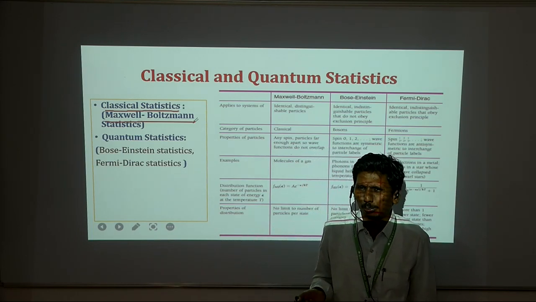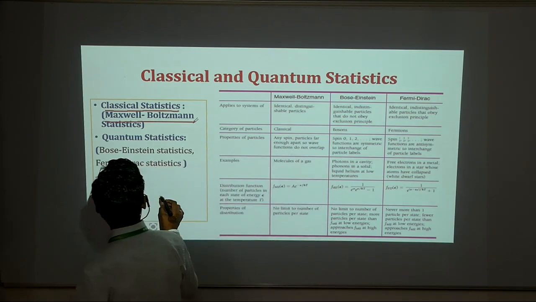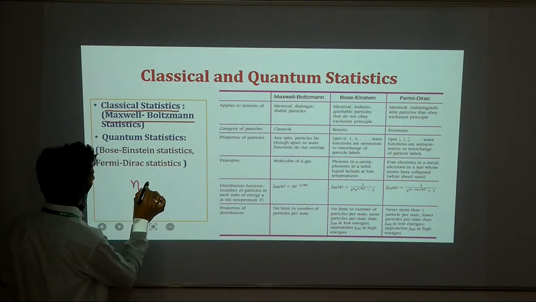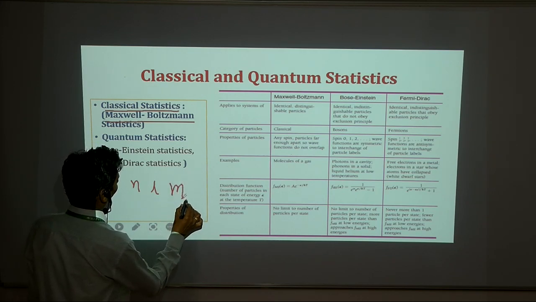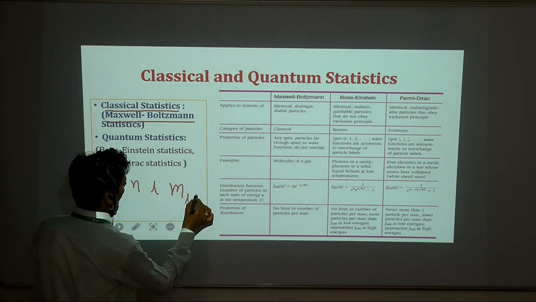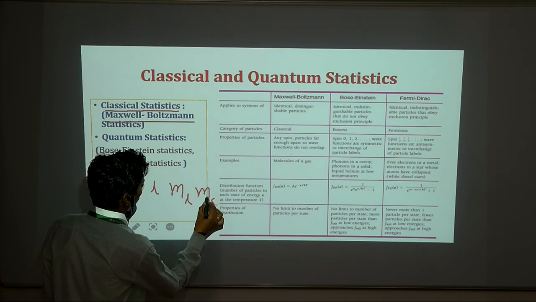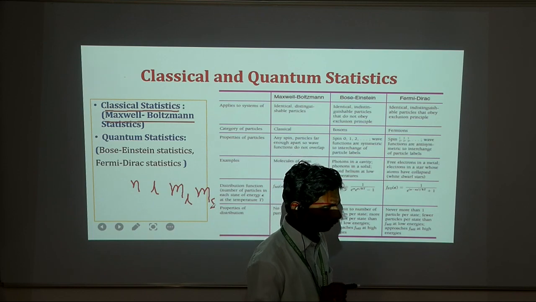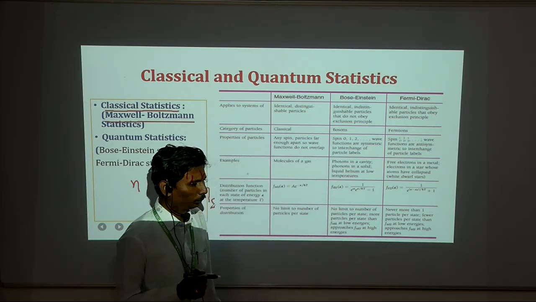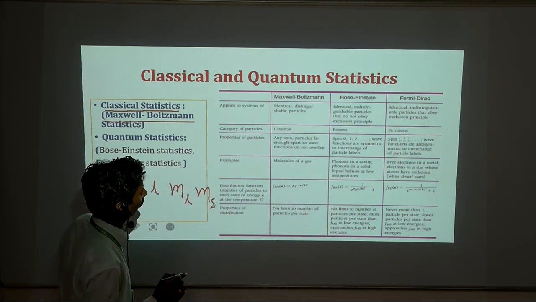What is Pauli's exclusion principle? Pauli's exclusion principle is stated for the four quantum numbers, n, l, ml and ms, and the classical particle does not obey Pauli's exclusion principle. This is a very important thing.